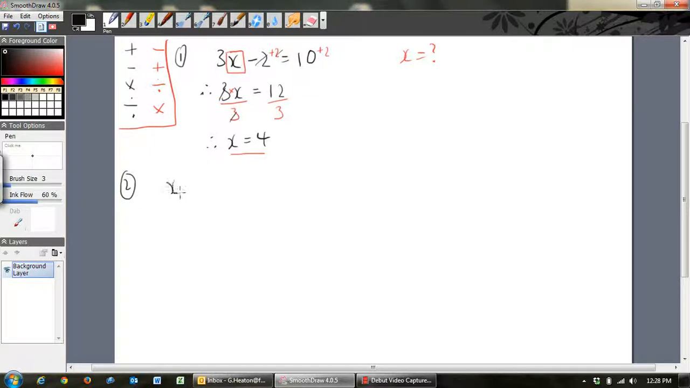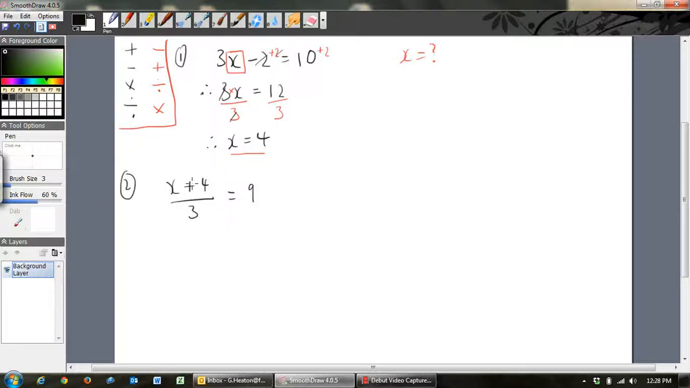Let's have a look at example number 2. Let's have x plus 4, all over 3, equals 9. Okay, so let's do this. Firstly, the first thing to get rid of here is this 3.